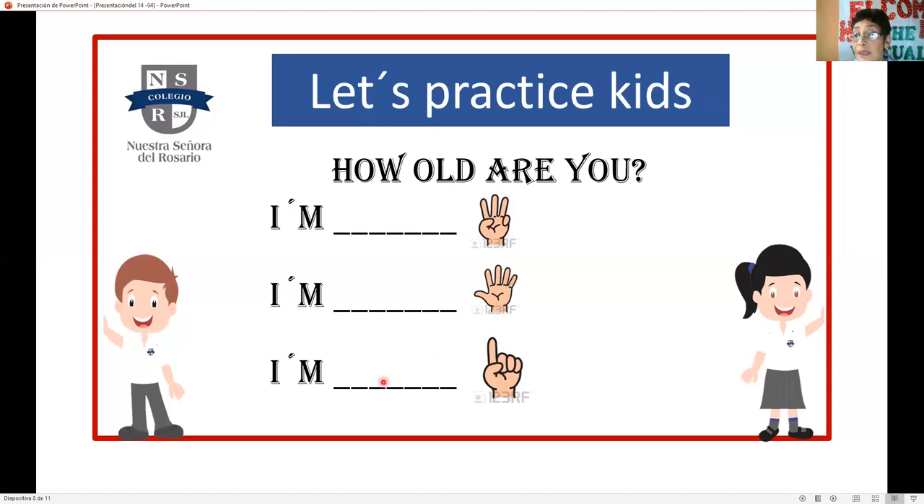And the last answer. The question says, how old are you? And for me, I'm going to answer, I'm one, only one. Look at the finger here. I'm one, okay? So in the answer, you have to say a number. It can be one, two, three, four, five, depending on the age of the person, okay? If you are five, you will say, I'm five. If you are three, you will say, I'm three. And maybe your little brother will say, I'm one, okay?